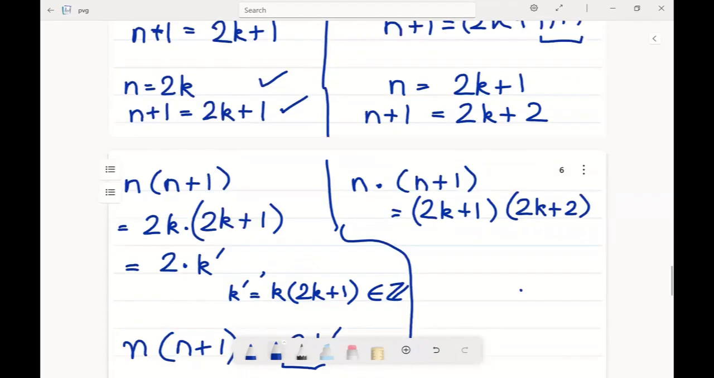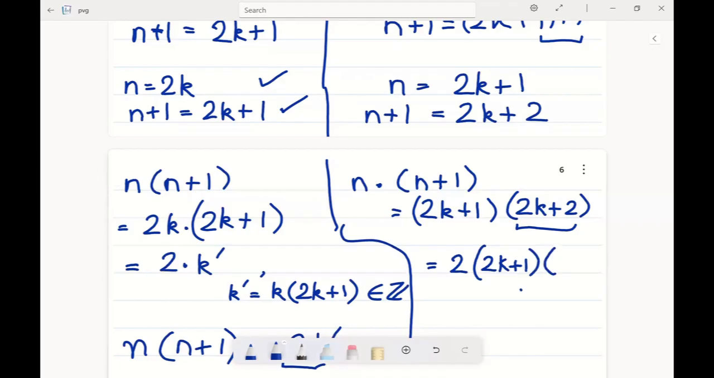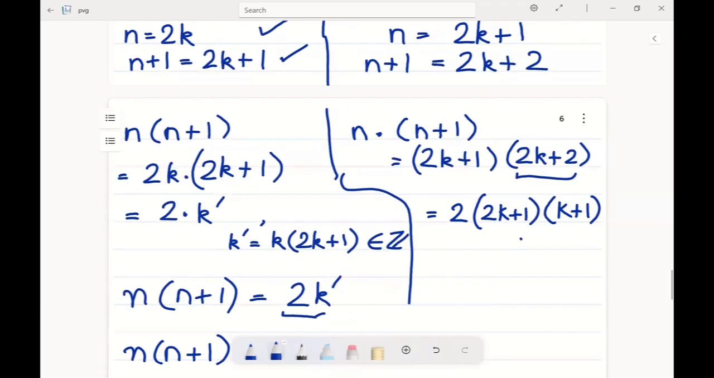Can I pull out a 2 common from this bracket? Yes. So if I put 2 common, I'm going to get 2k plus 1. First bracket will be as it is. And second bracket will become what? K plus 1, because I'm pulling out 2 common from the second bracket. So this is also looking like 2 into k dash. What is the value of k dash over here? K dash is 2k plus 1 into k plus 1.